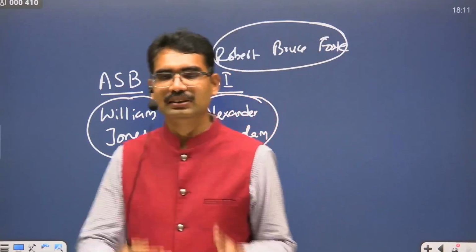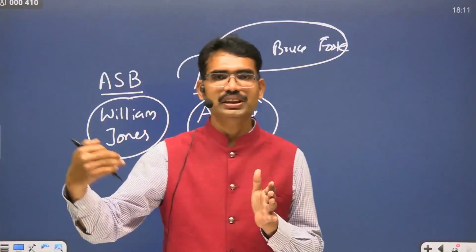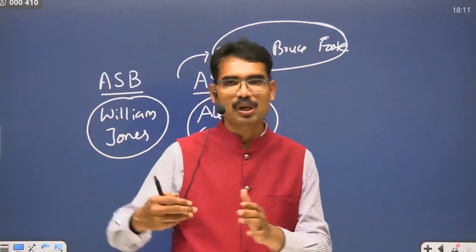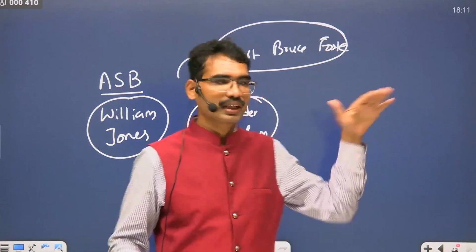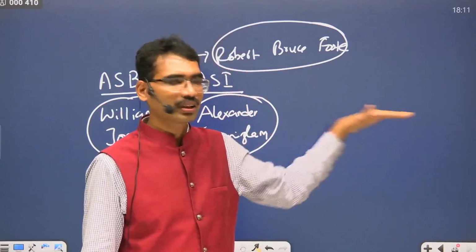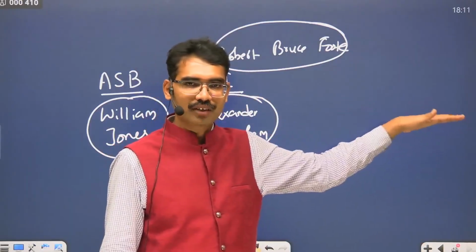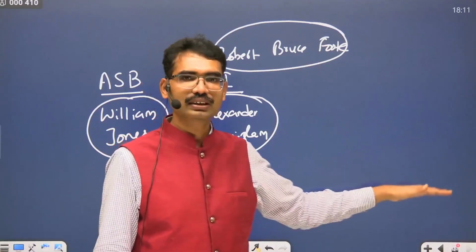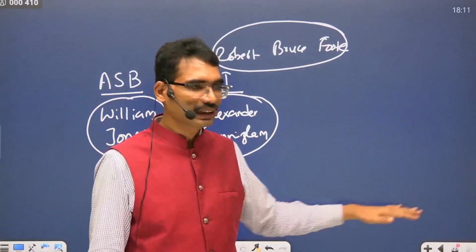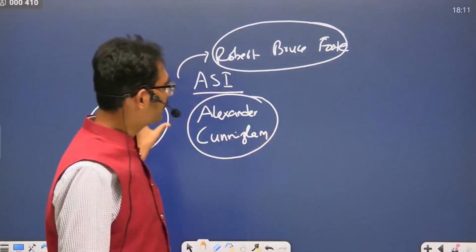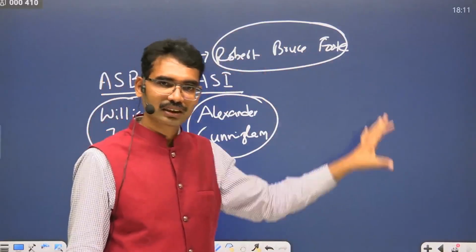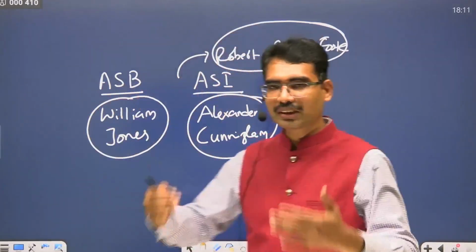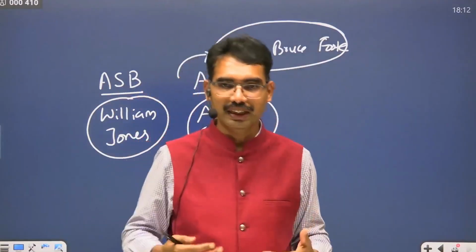A prelims question will be like this. In the context of ancient Indian history, William Jones, Alexander Cunningham, Robert Bruce Foote belong to: A, writers or authors of Sanskrit literature; B, scholars related to archaeology; C, some governor generals; D, some educational people. It is about archaeologists. Getting it? I have explained the significance of these people in unearthing our own greatness, our own past.